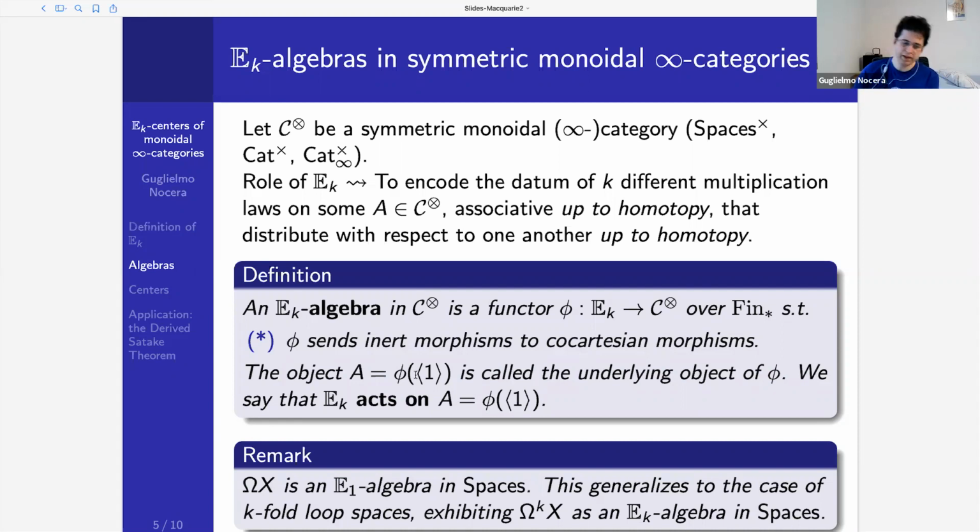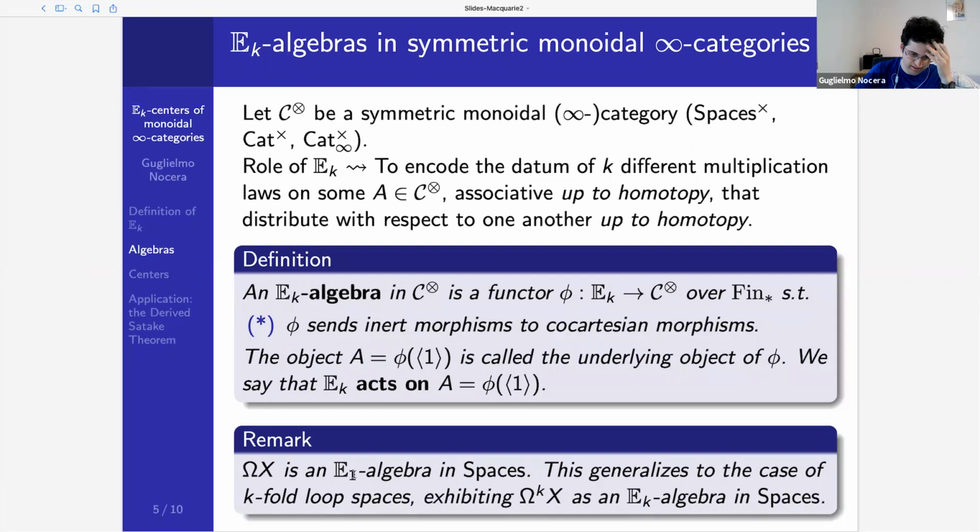And the main point is that with this definition, you have a selected object in your ambient category. So for example, a selected topological space, which was omega x in the example before, and some kind of action of EK over this object. So omega x is an E1 algebra in spaces, because you have this associative law up to homotopy. And more in general, omega k of x is an EK algebra in spaces, because the higher dimensions allow you to make higher commutativities and many tricks that give you a higher structure. So this k different multiplication laws. This principle is called the additivity theorem. So the principle that converts the datum, I mean, this definition into this definition with k different multiplication laws.